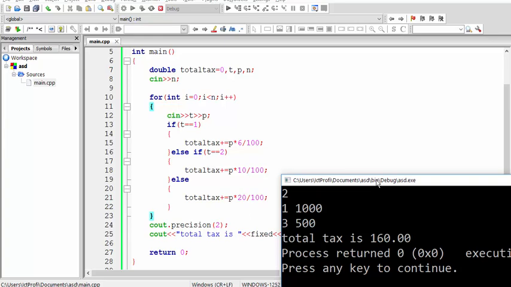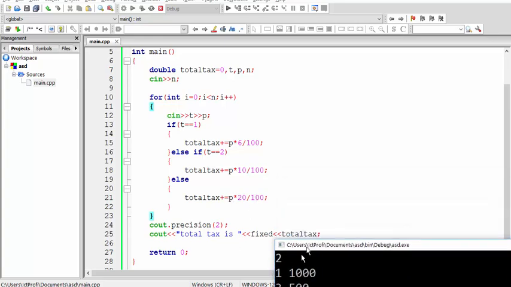Okay, dear programmers, we have solved this problem from the Epoca website, and I think it was useful for understanding this problem.